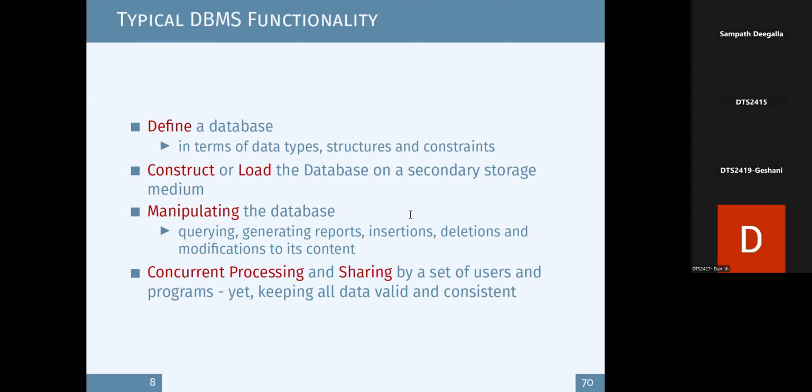Remember that a very important aspect of database handling is concurrent processing. When I say concurrent processing, there will be multiple users interacting with your database system. For example, if you take a social media platform like Facebook, millions of users will be interacting, inserting, deleting, updating, which is a very complex database application. So the database management system should support concurrent processing.